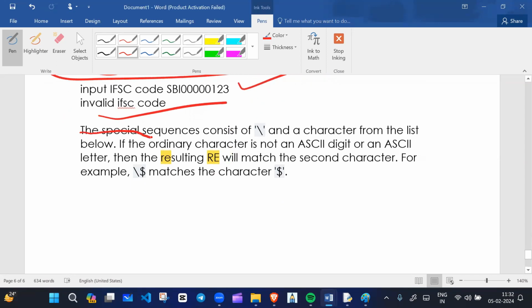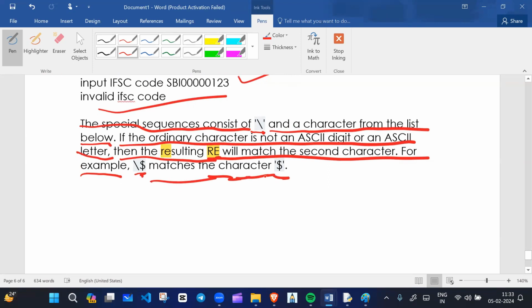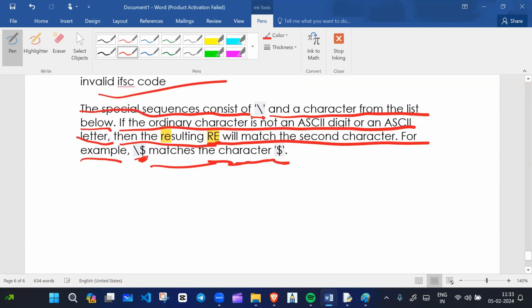The special sequence consists of a backslash and a character from the list below. If the ordinary character is not an ASCII digit or an ASCII letter, then the resulting regular expression will match the second character. For example, backslash dollar matches the character dollar, right? Backslash dollar means a dollar must be there. Similarly, if I write backslash dot, this dot is mandatory. The dot must be there.